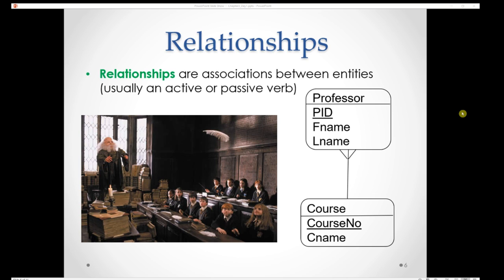For example, how many courses does a professor teach? How many professors teach one course? It's important to think about the relationship from the perspective of each entity. To represent a relationship, we connect the two entities with a line. What you're seeing here is called crow's foot notation and indicates that we have what's called a one-to-many relationship between course and professor. We'll explain that momentarily.